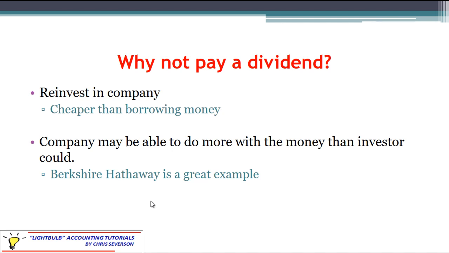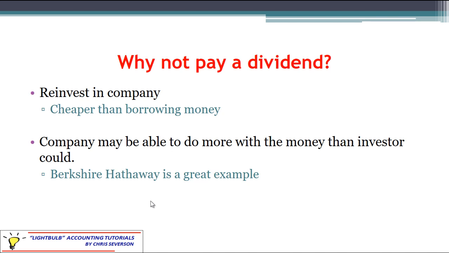If the company had kept that money, they may be able to use it to generate even higher returns for you, although the return would be in the form of a long-term stock growth. Berkshire Hathaway, again, Warren Buffett's company, is a great example.